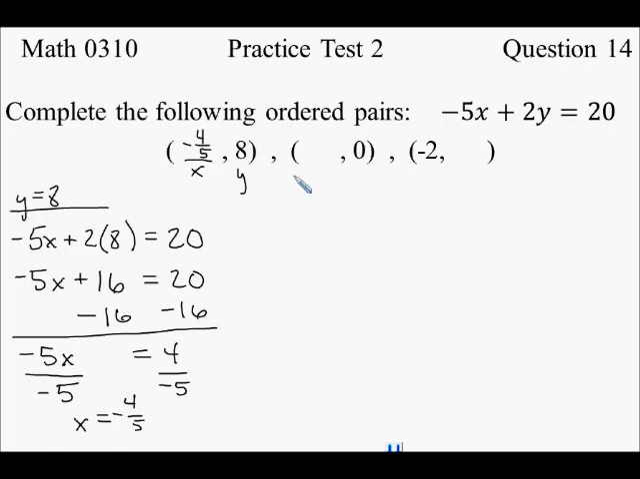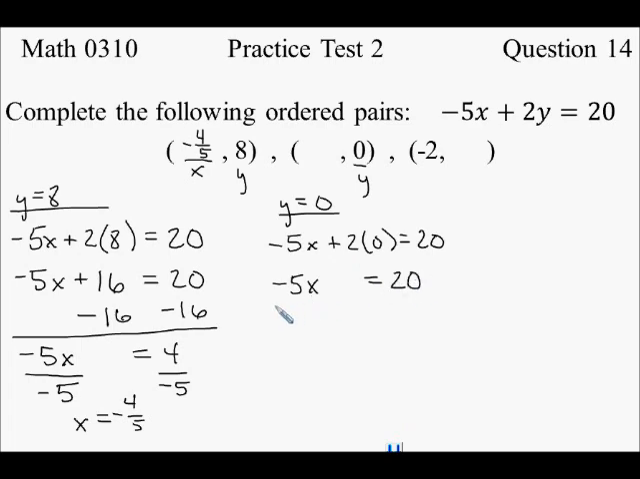Alright, for the next one, here they're giving us a y coordinate of 0. So the next one we're going to be using y is 0. So we have negative 5x plus 2y, which is 0, equals 20. And simplifying our multiplication there, we're just left with negative 5x plus 2 times 0 would be 0, so nothing added there. So just equals 20.